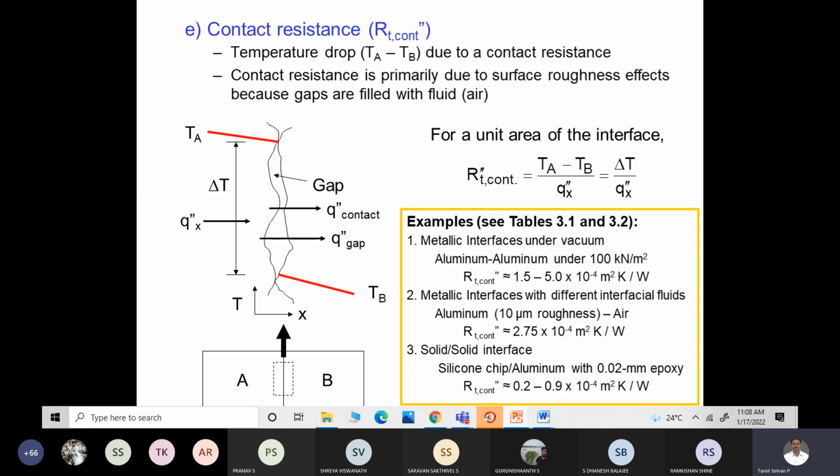I have already told you, this concept is usually applicable in the case of composite walls. We apply it to refrigerator walls and similarly to furnace walls. Whereas in the case of composite cylinders, we apply it to steam pipes, nuclear reactors, thermal power plants and nuclear power plants. We will be applying this particular concept there.